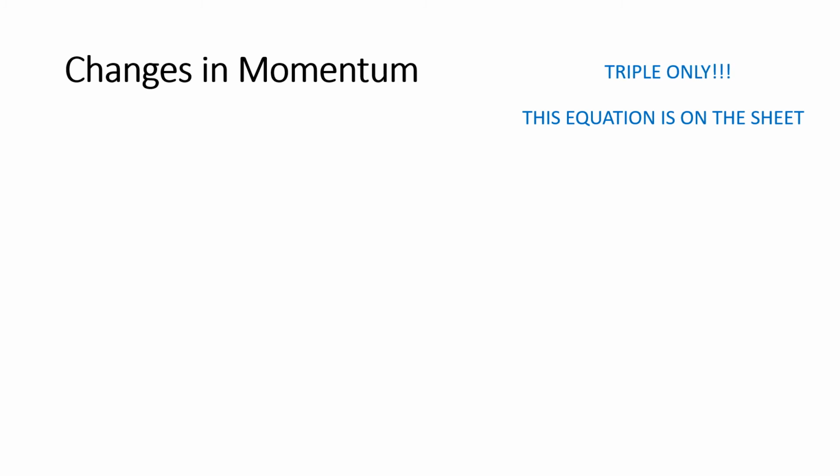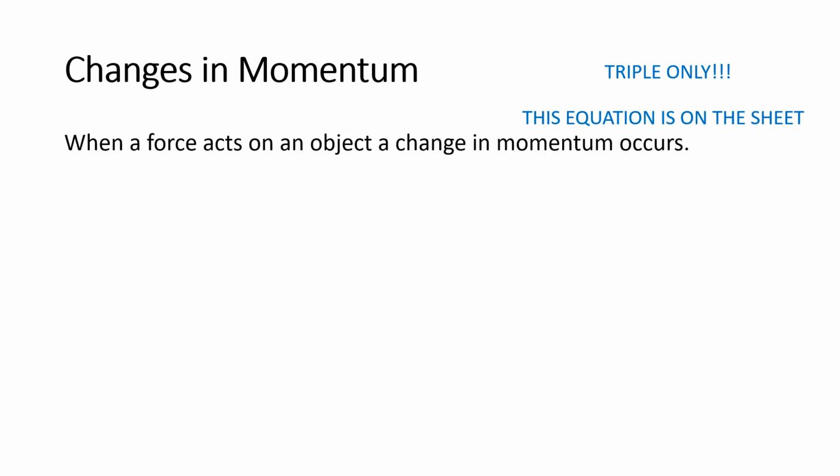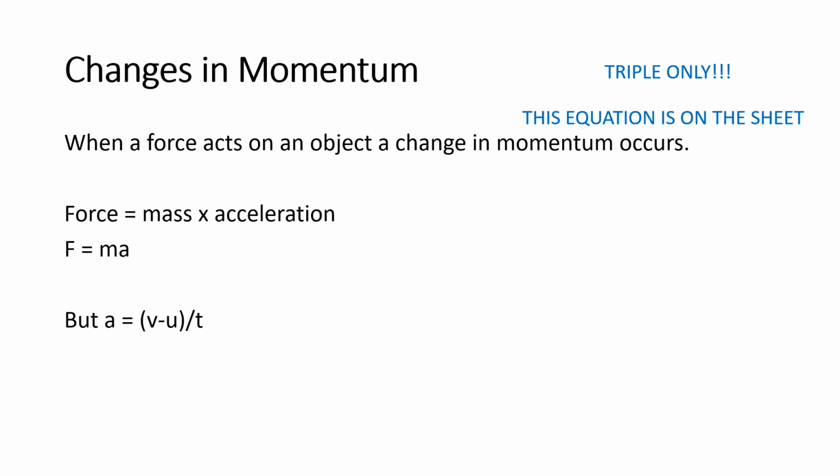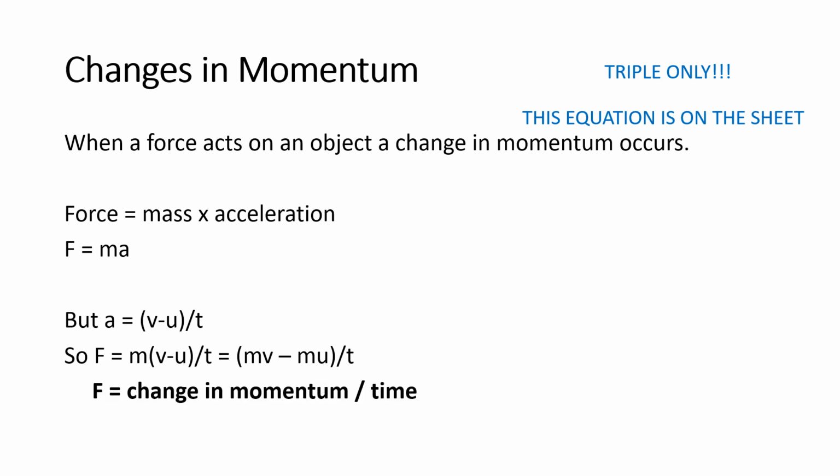Changes in momentum only occurs on the triple paper, and this equation is on the sheet. When a force acts on an object, a change in momentum occurs. This links back to force equals mass times acceleration. But we know that acceleration is change in velocity divided by time, so we can put this back into that equation to get m v minus u over t. And we can multiply it out so that we can see that the force is the change in momentum divided by the time.